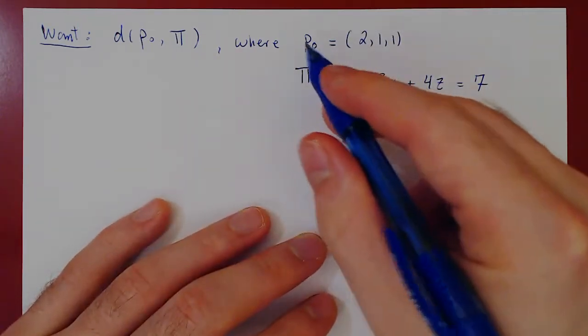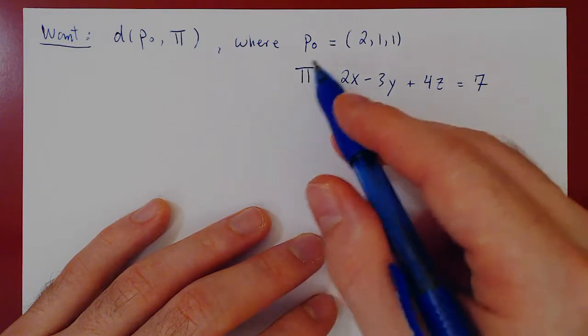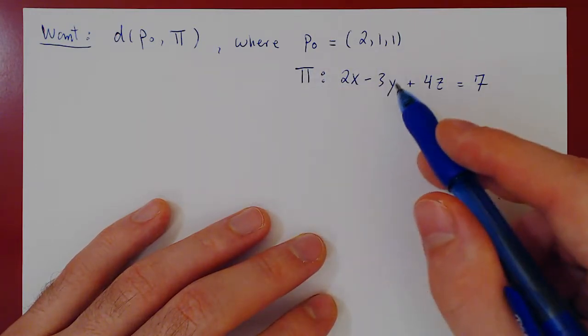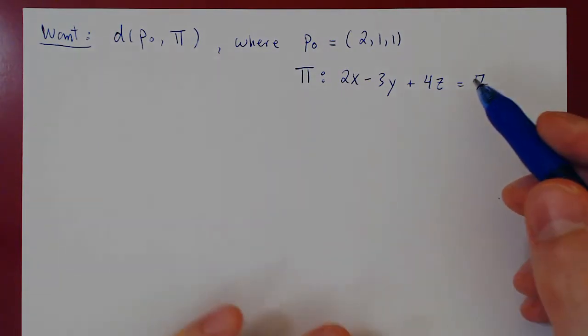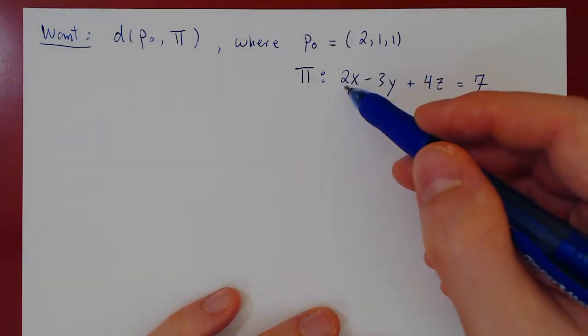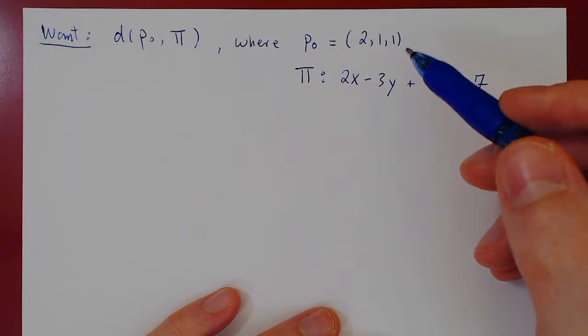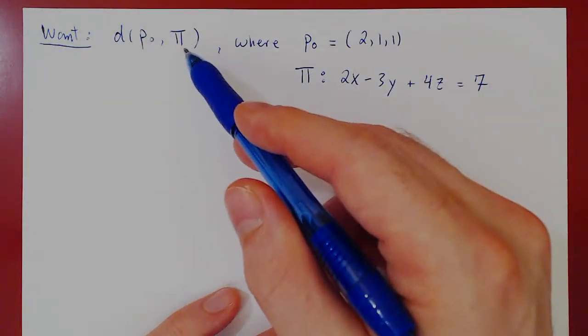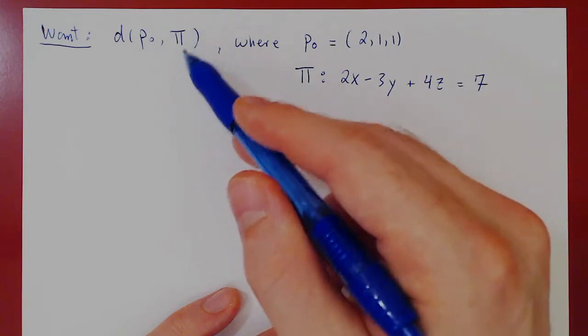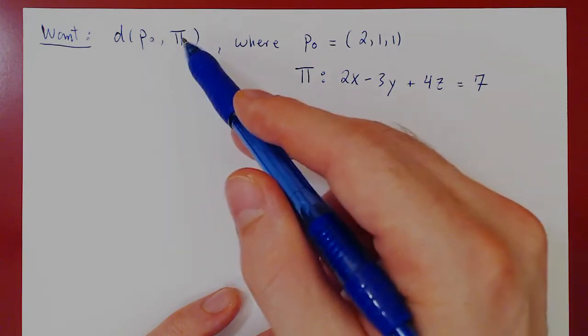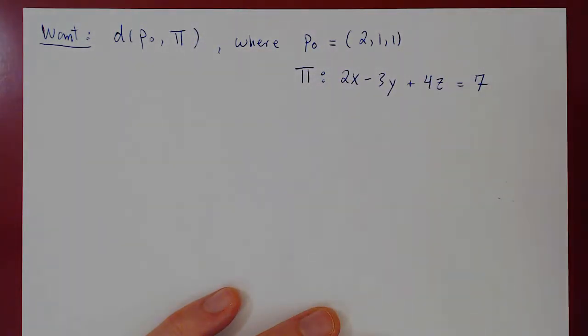So we have this point P naught in space. We have the equation of the plane pi given by 2x plus negative 3y plus 4z equals 7. And we want the distance between these two objects. Now, as always, we have to make sure that we have here a non-trivial question. Once again, the question is trivial if the point is lying on the plane. If the point was on the plane, the distance is 0, and we're done.